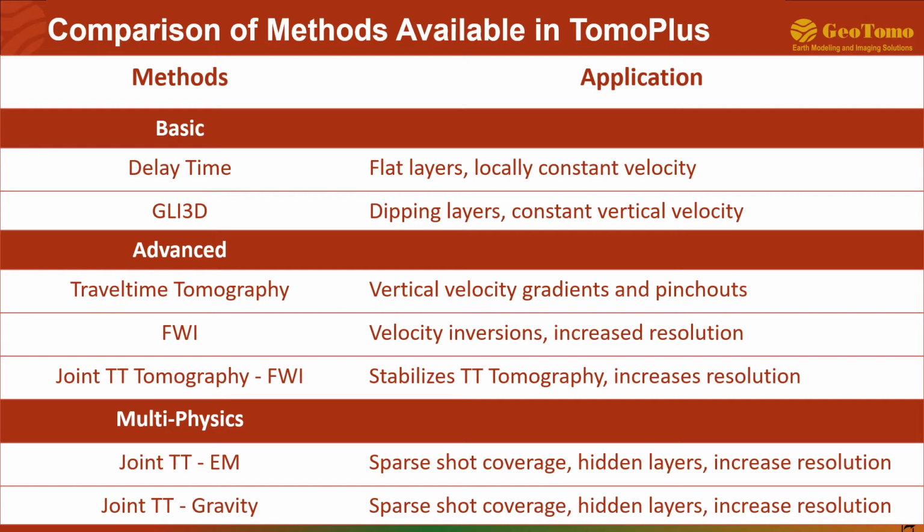Non-linear travel time tomography is required for more complex situations where vertical velocity gradients and pinch-outs are present. Where inversions are present, FWI is required. Joint travel time tomography FWI can help solve non-uniqueness in some complex environments. As well as providing higher resolution results, the multi-physics solutions help in areas of sparse seismic coverage.